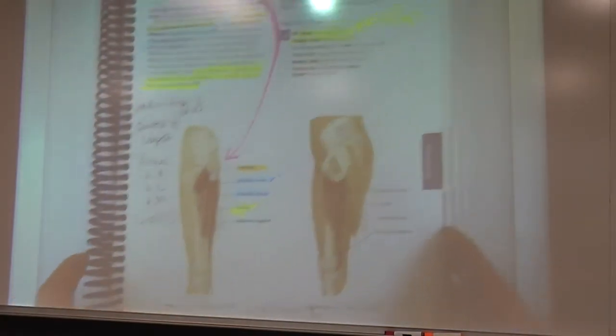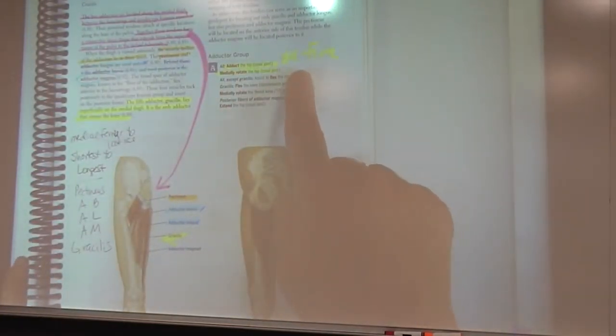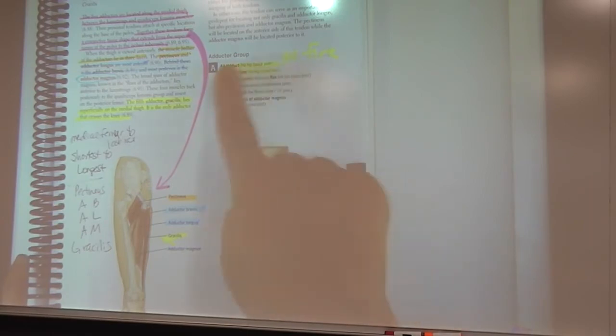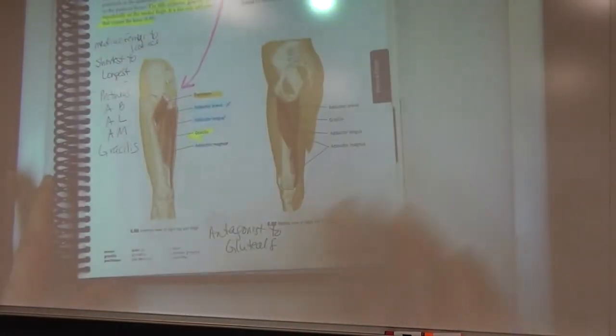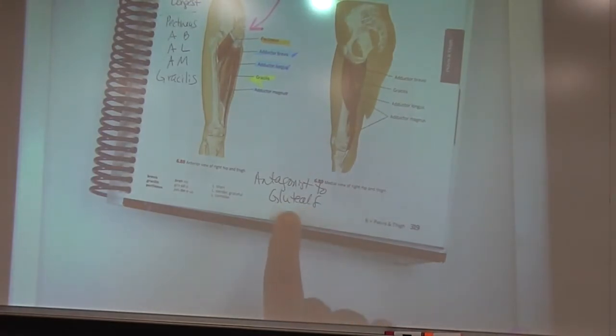The other thing that I want you to notice about the group is they have two all-fire actions. We're going to break down the muscles here shortly. And then at the very bottom, the same thing that I said when we talked about the gluteals, this whole group is an antagonist to the gluteals. So the inner groin or the inner thigh muscles are fighting the glutes.